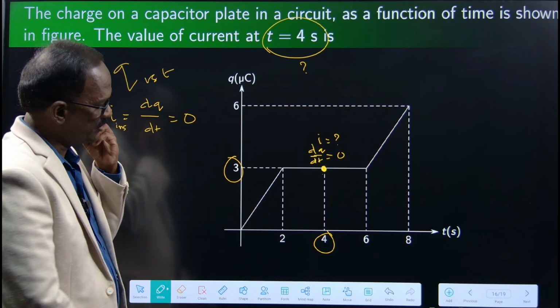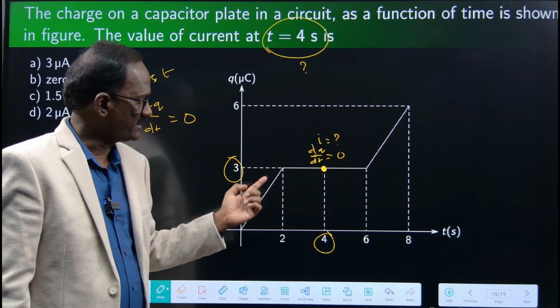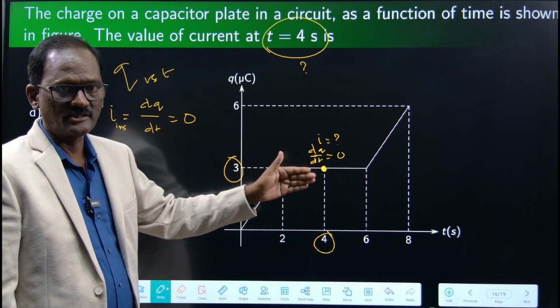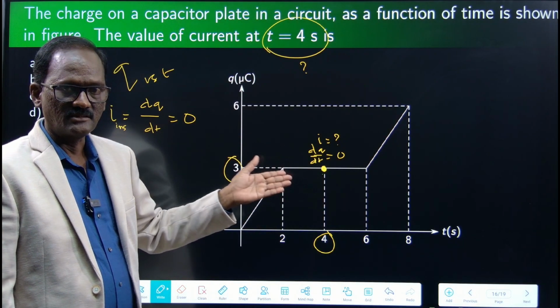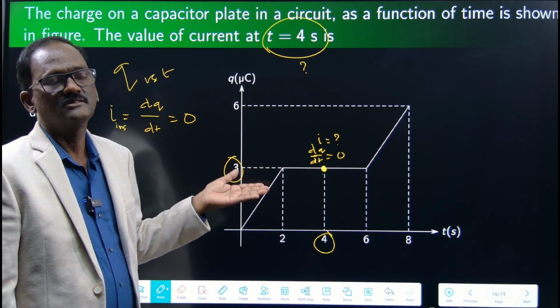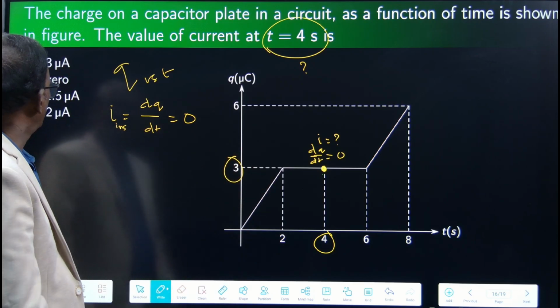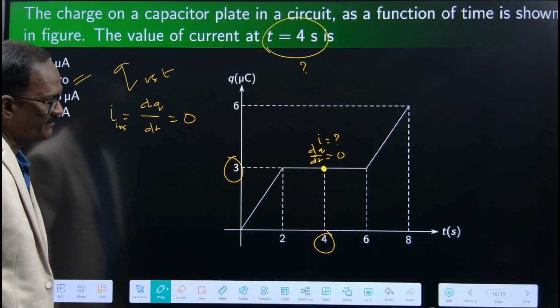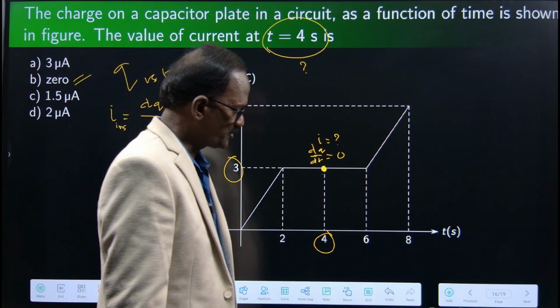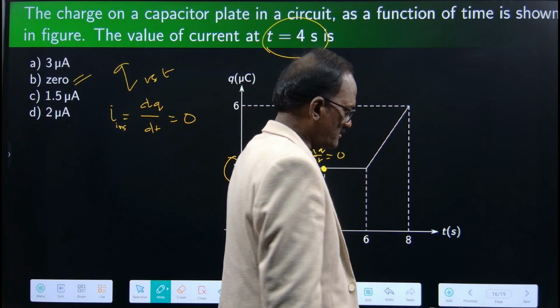At this instant between 2 and 6, in this interval, the charge is constant. Q is constant, 3 microcoulomb. So I is equal to dq by dt, no change. dq by dt is equal to 0. So naturally I is equal to 0. Option B. So only conceptually you must be strong.